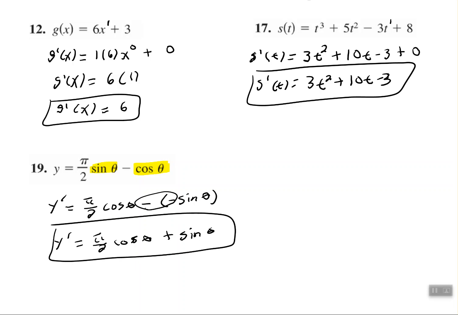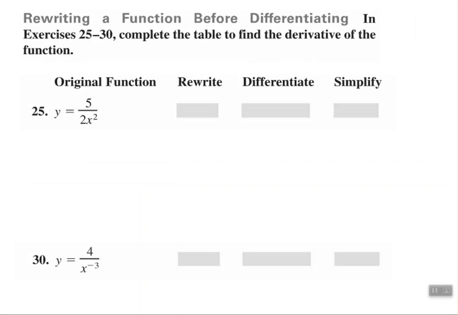Alrighty, next up we have rewriting a function before differentiating. Complete the table. So you have to complete this table. So they want us to complete this table by rewriting the function. So you have a few parts here.